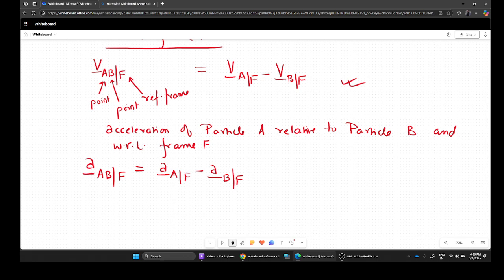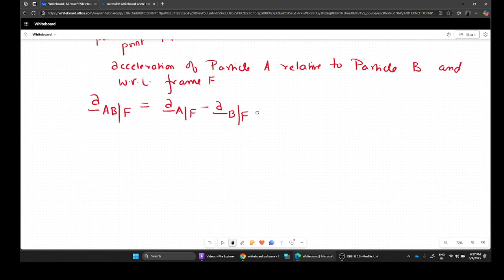Now note that we are taking the difference between two velocities, the difference between velocities of 2 points, and the mention of frame F is very important here.